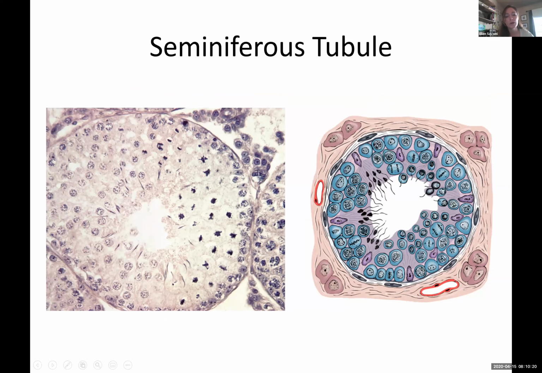So here we'll look at a single seminiferous tubule. Again, these are tubules found within the testes that make sperm. The cartoon picture on the right gives you a better depiction of the cells. We want to look inside the cells, so we want to see this more clearly. You can see how difficult it can be with the slide to the left.